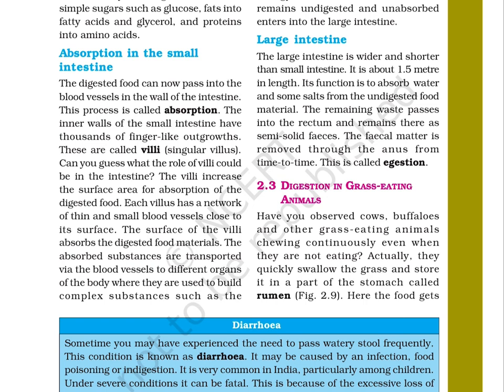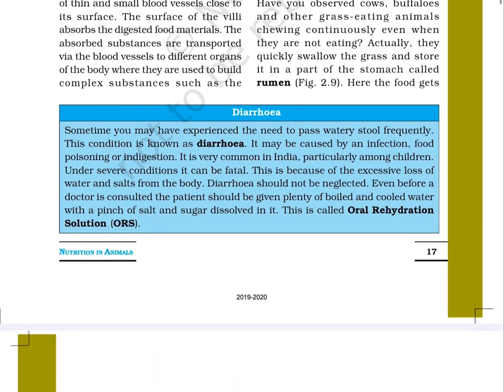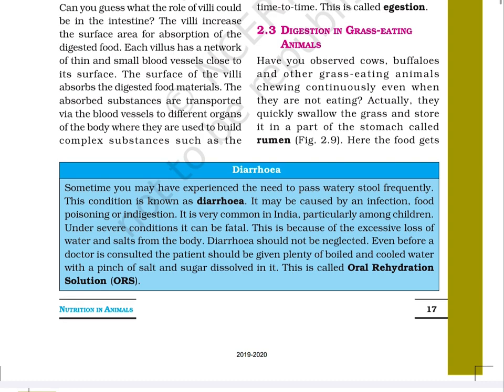Diarrhea. Sometimes you may have experienced the need to pass watery stool frequently. This condition is known as diarrhea. It may be caused by an infection, food poisoning, or indigestion. It is very common in India, particularly among children.